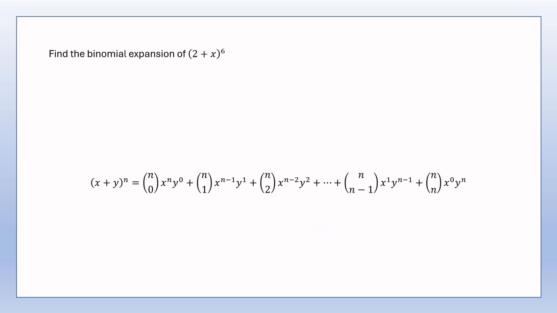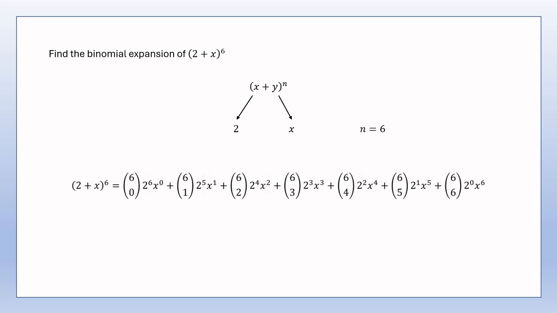Question 1. Find the binomial expansion of 2 plus x to the power of 6. In this example we have the x from x plus y to the power of n replaced with 2, y from x plus y to the power of n replaced with x, and of course n is equal to 6. So for the first step it's simply a case of substituting these values into whichever your preferred formula for the binomial expansion is, and I'm going to use the first formula to give 2 plus x to the power of 6 equals as shown on the screen now.